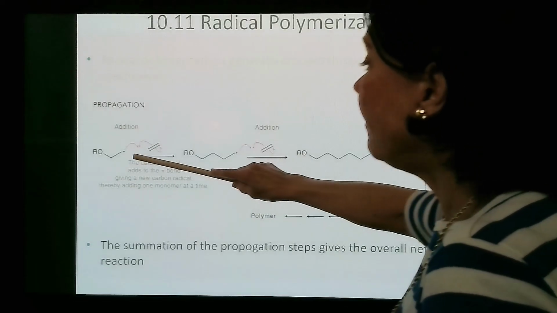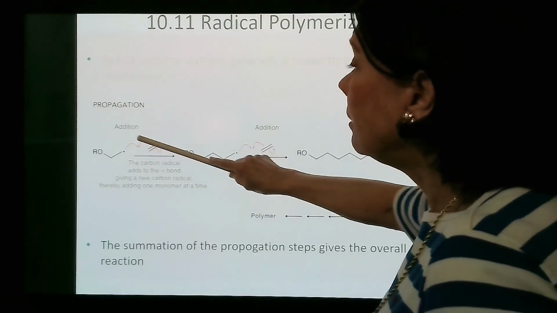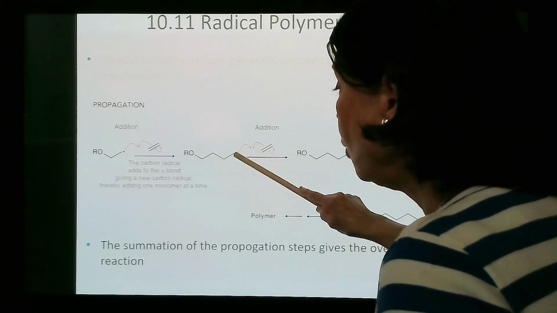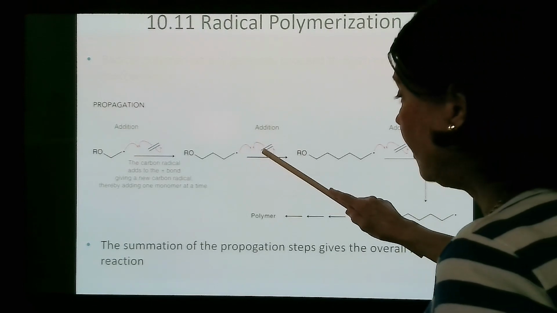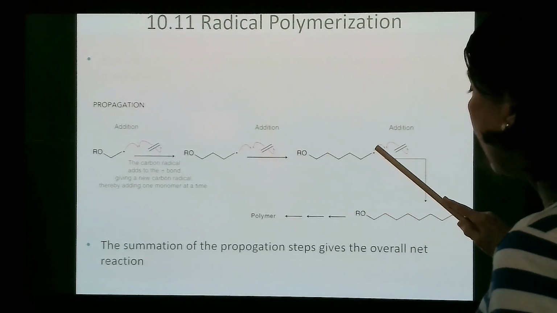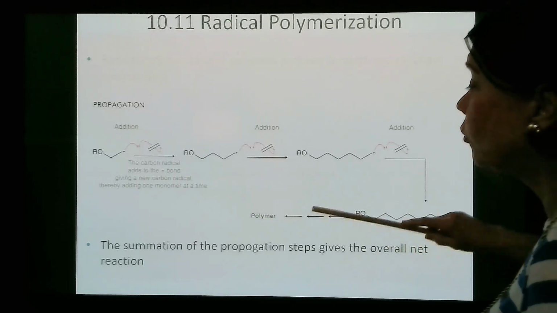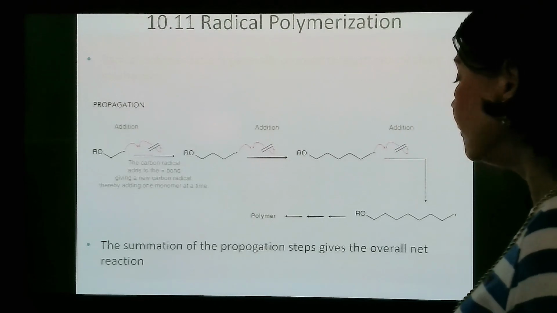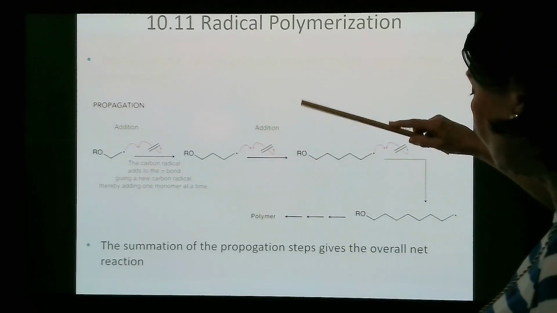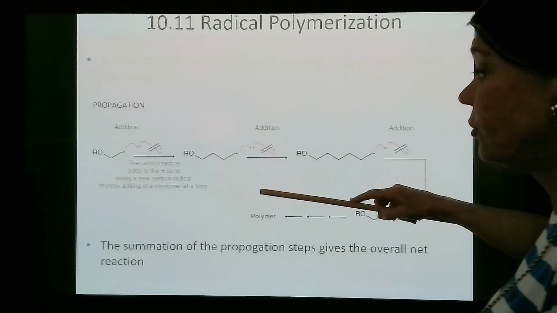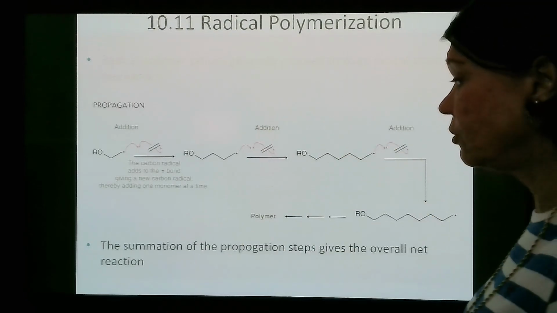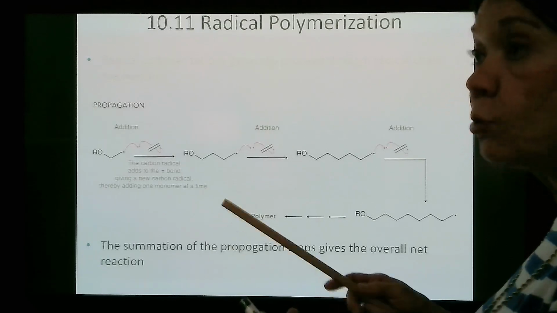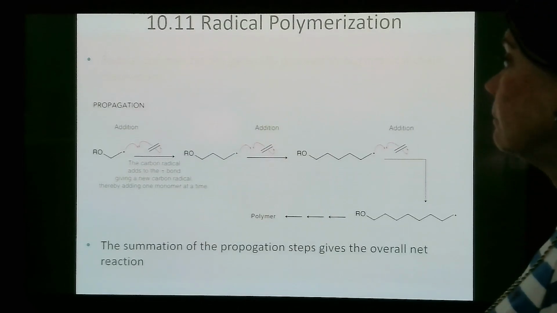And then that radical attacks another alkene and forms a new radical, which attacks another alkene and forms a new radical, and so on and so on. And so it builds up bit by bit to get you a very long polymer. So the propagation steps will take place thousands or hundreds of thousands of times, and it gives you the overall net reaction, which will be a very lengthy polymer.